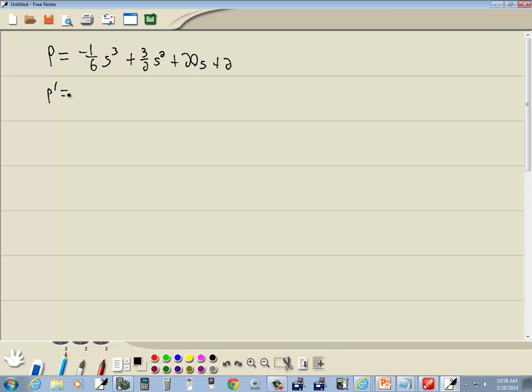So let's find our first derivative. We've got negative 1/6, take our power, put it out in front, so we've got 3s squared, plus 3/2 s squared becomes 2s, plus the derivative of 20s is 20. So that gives us negative 1/2 s squared plus 3s plus 20. And we want to set that equal to 0 to find our critical values.